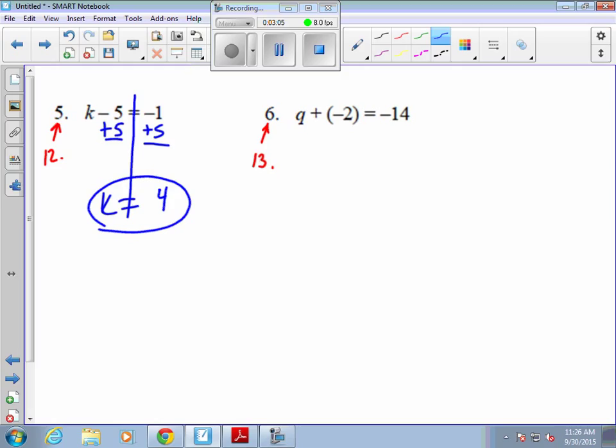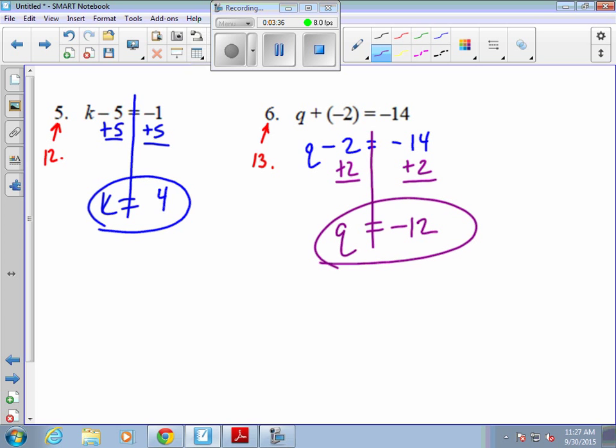Number 6, which was number 13 on some of y'all's sheets, says q plus a negative 2. That's the same thing as q minus 2. Don't let it confuse you. Is equal to negative 14. Again, you want to get q by itself. Undo minus 2 by adding 2. If you do something to one side, you have to do it to the other side. Opposite signs here, negative 14 and positive 2. So subtract them. 14 and 2, you get 12. And 14 is the higher absolute value. It's negative, so it's negative 12.